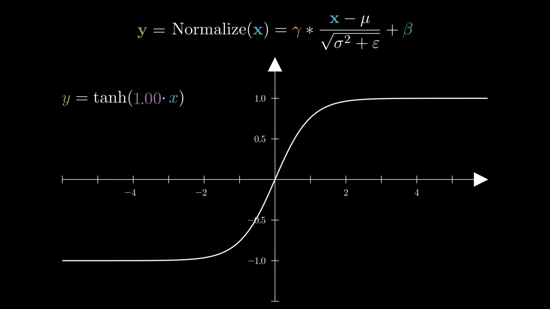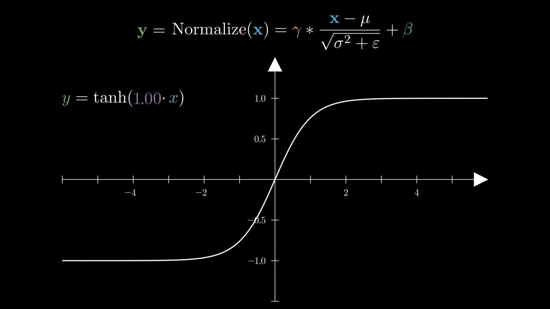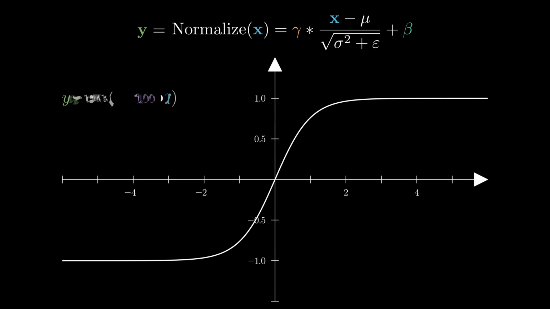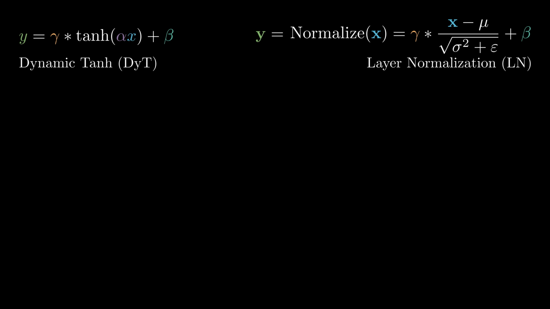To enable more flexible input-output mappings, we introduce learnable parameters that adjust the slope of the transformation. Just like in layer normalization, we also add learnable scaling and shifting parameters gamma and beta. We call this the dynamic hyperbolic tangent, or DyT. This provides a drop-in replacement of normalization layers.